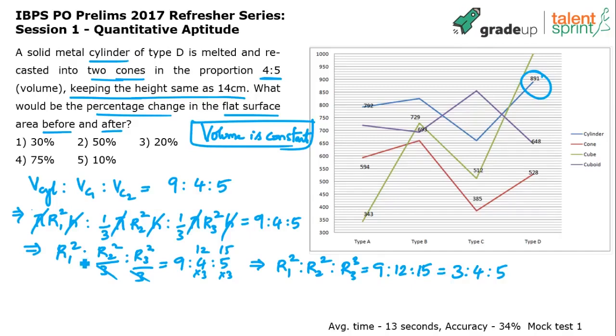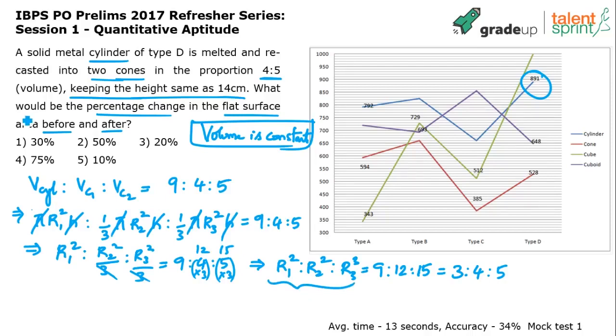R1 square, R2 square, and R3 square. You have understood? We have got R2 square by 3 and R3 square by 3, so we are eliminating this 3 by multiplying the second and third terms by 3. If you multiply this side by 3, multiply the other side also by 3. So 4 into 3 gives you 12, 5 into 3 gives you 15. So 9, 12, 15, which makes it 3 is to 4 is to 5. So what do we know now? We know the ratio of the squares of the radii.